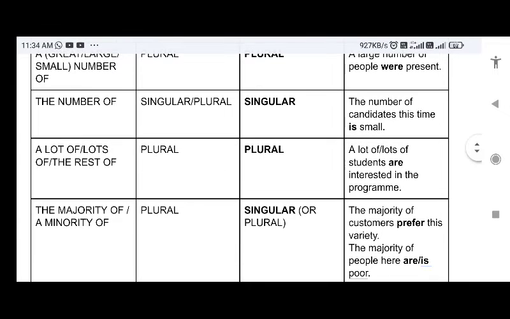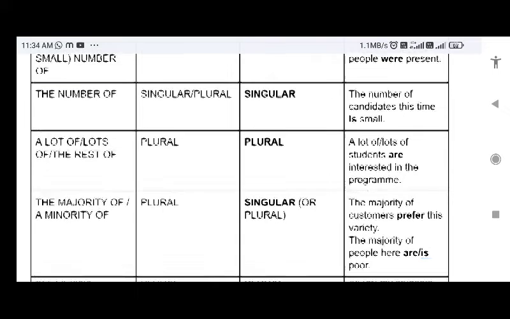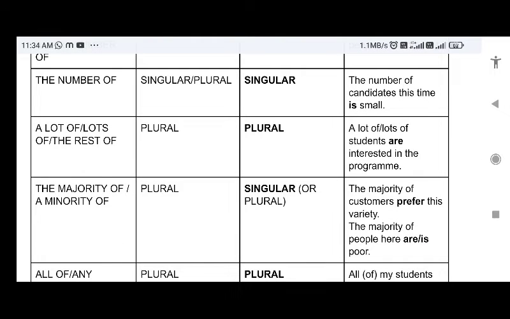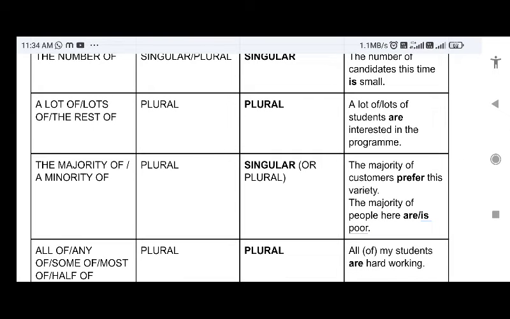A lot of, lots of, the rest of. See, a lot of, lots of, the rest of. Here also, if they are joining plural subjects, the verb will be written in plural too. A lot of or lots of students are interested in the program. Don't write is interested in the program.